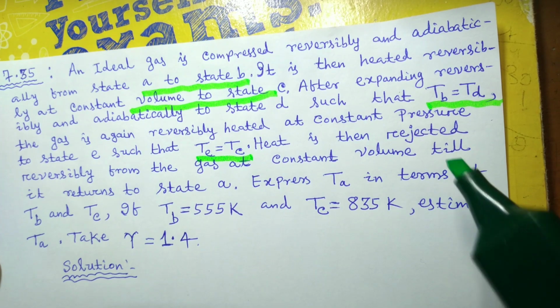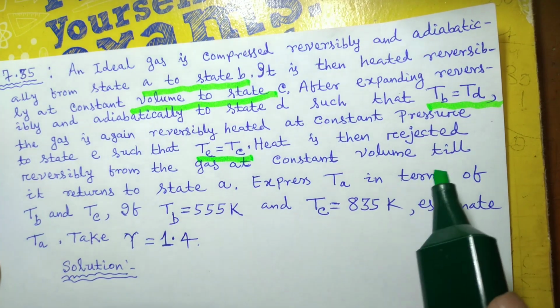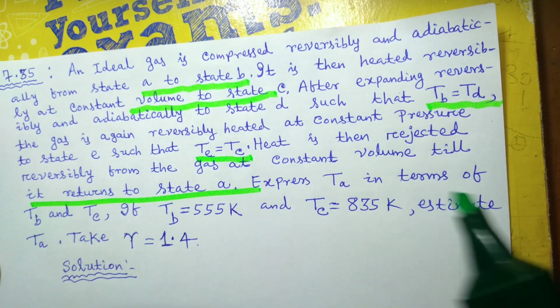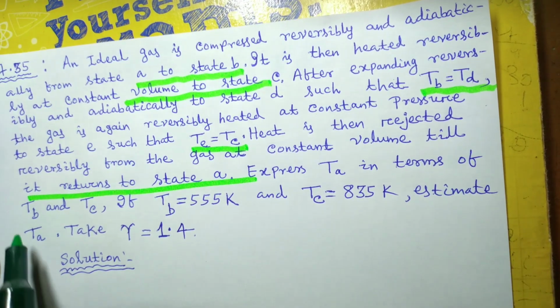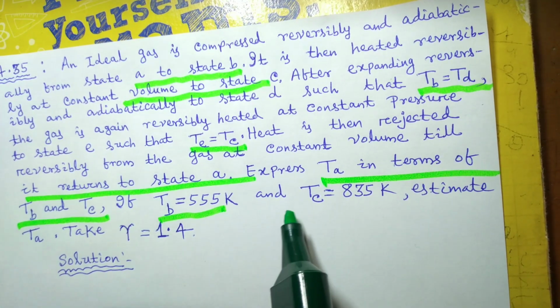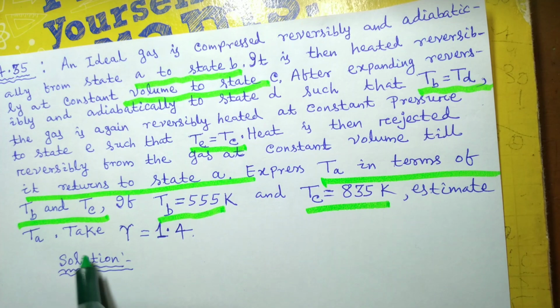Heat is then rejected reversibly from the gas at constant volume till it returns to state A. Express Ta in terms of Tb and Tc. And if Tb is equal to this much and Tc is equal to this much, estimate Ta.